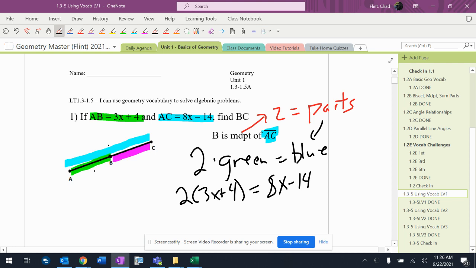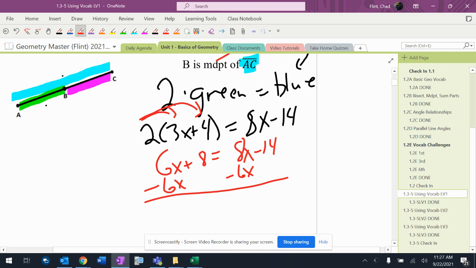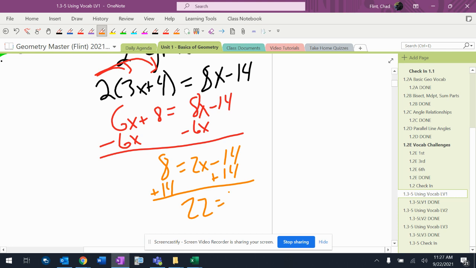But again, I don't want to write that equation until I know that it's right, because otherwise I'm just solving an equation. It probably is going to end up being wrong, and then I'm going to have to do it all over again. So 6x plus 8 equals 8x minus 14. I'm going to get rid of this 6x. I'm going to get 8 equals 2x minus 14. I'm going to add the 14. And I'm going to get 22 equals 2x.